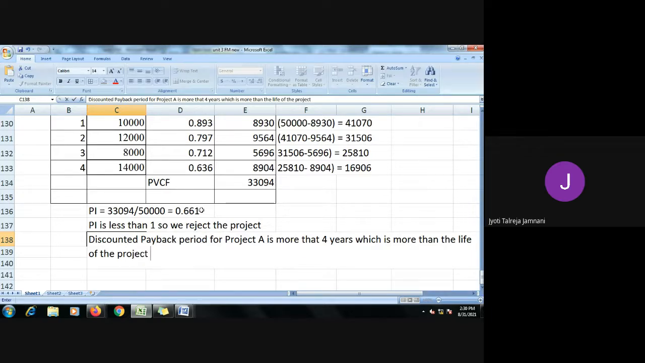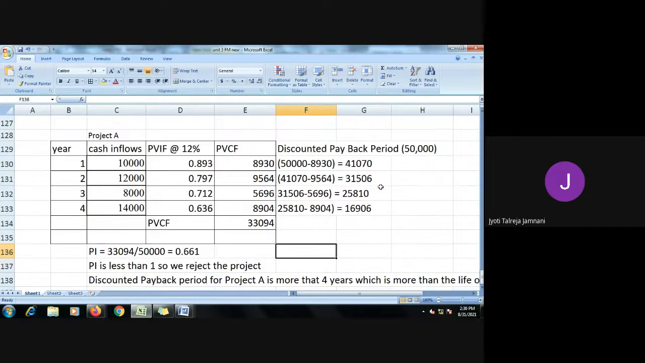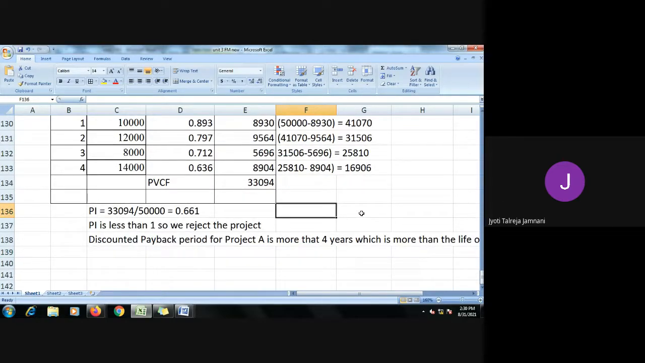Okay, so that means in 4 years we are not able to recover our money. This should get to zero. Till it gets to zero, we need to see how many years. So we have used full 4 years cash flows, but we still have a loss of 16,906, which we have not recovered. So the payback period is more than 4 years.